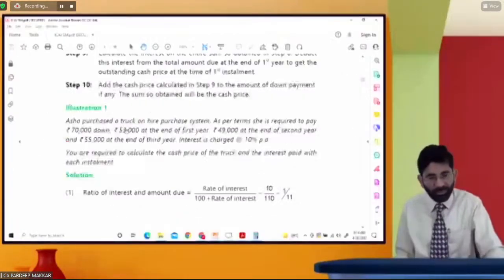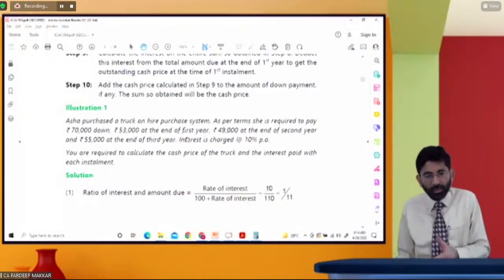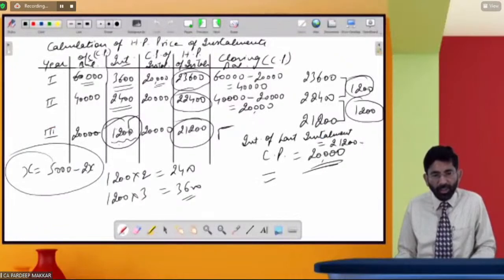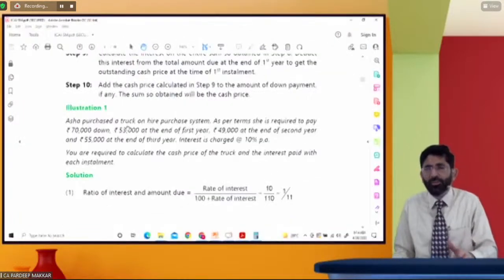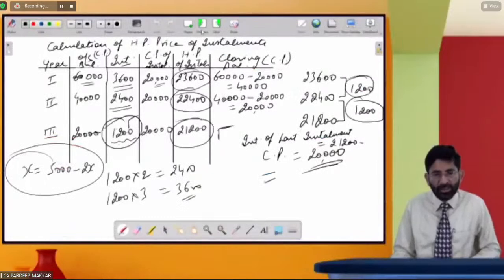But in the given case, it is somehow different. He says installments are also varying, because it is 53,000 and then 49,000 and then 55,000. Whereas installments are normally decreasing. You may say, if the installment is 23,600 at the end of first year, at the end of second year, it is 22,400. At the end of third year, it is 21,200. So it is somehow different. So I've done it in a simple way. The simple way is given to you. You have to understand the concepts in this question.